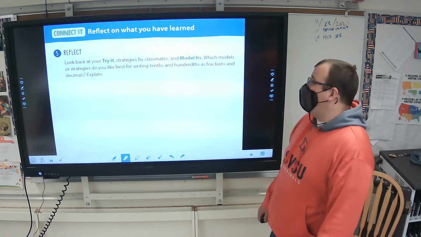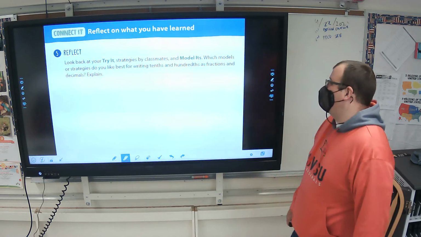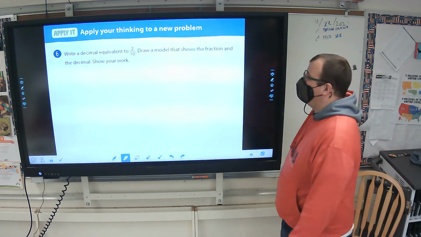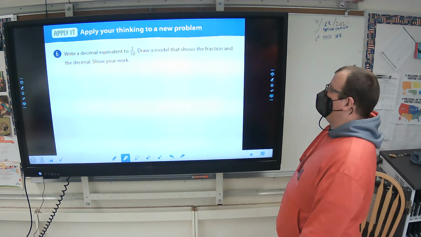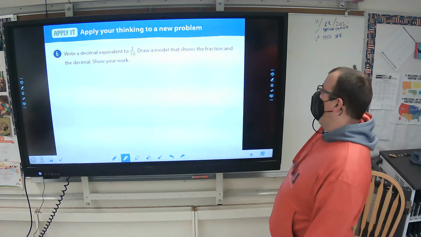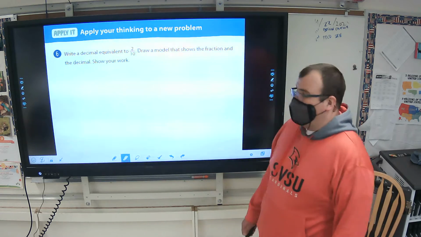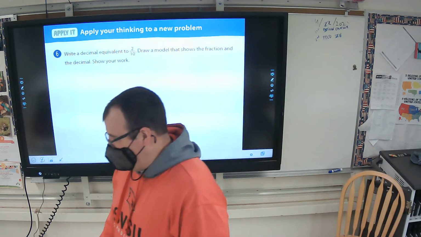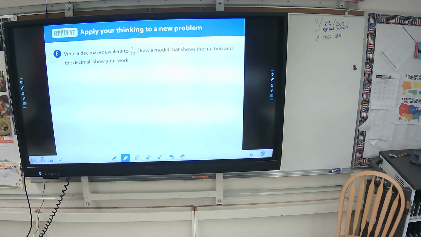Reflect. Look back at your try it. Strategies by classmates. Skip it. Number 6. Write a decimal equivalent to 2/10. Draw a model that shows the fraction and the decimal. Show your work. So you're going to write the decimal that is equivalent to 2/10, 2 out of 10. And then you're going to draw a model that shows the same thing. So write the decimal and then draw the model.